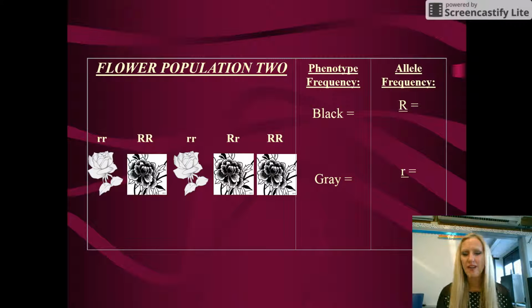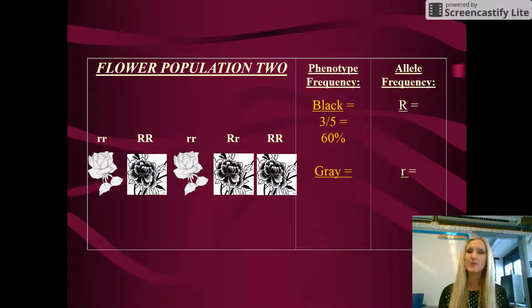What you should have found was that 3 out of 5 of the flowers are black. That's about 60% of the flowers are black. And that 2 out of 5 of the flowers are gray, about 40%. Let's look at the allele frequencies. Count up how many capital R's we have in this population, how many lowercase r's we have in this population.